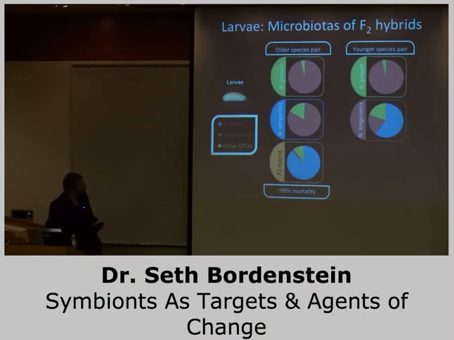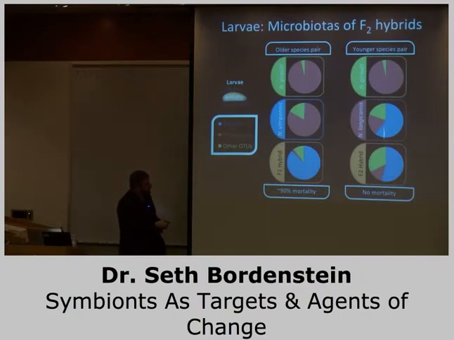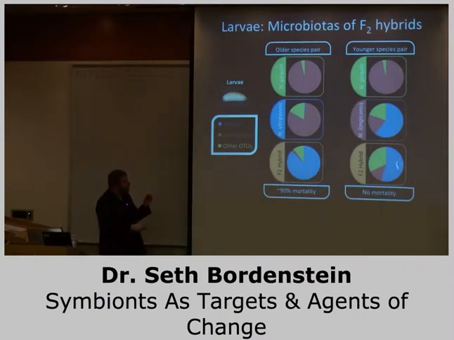If we look at the control species pair, the younger species pair, they actually have different microbiomes. What's key here, though, is that the larval F2 hybrids, where we don't see any mortality, look a lot like their parental microbiome, Nasonia longicornis. So when the microbiome looks like the same parent, we don't see mortality. When it's different from the parents, we do see mortality.